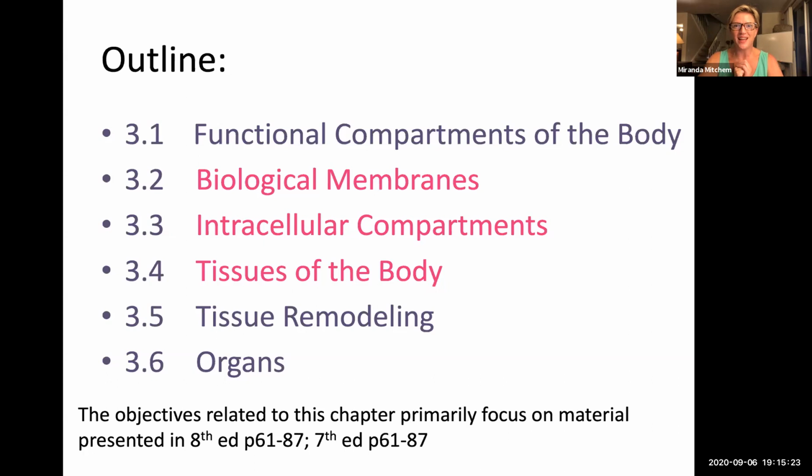So we're actually going to get into our first organ system tonight as well. We will learn about the integumentary system, which includes the skin. Most of the content really focuses on pages 61 to 87 in the 8th edition book. But again, those three center sections of the textbook.